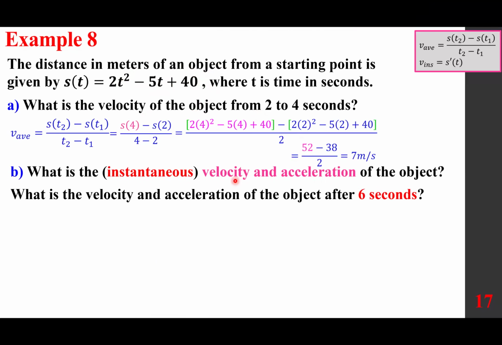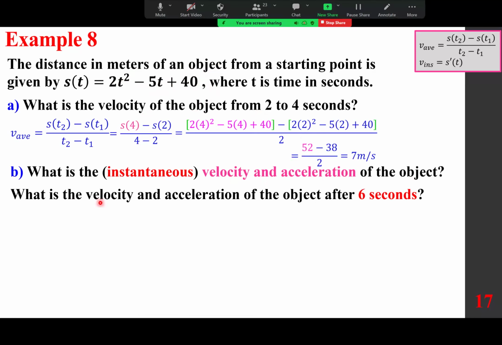Now this part, we want to find the velocity and acceleration of the object. What is the velocity and acceleration of the object after 6 seconds? This one, even if it doesn't say instantaneous, that means instantaneous, especially if you see 1 point in time. So velocity is the derivative of the distance function. All you have to say is v of t is s prime. And we did that before, but with the definition, now we're going to take the easy way out. Okay, s prime of t, which makes it 4t minus 5.